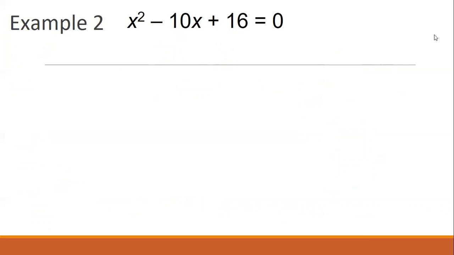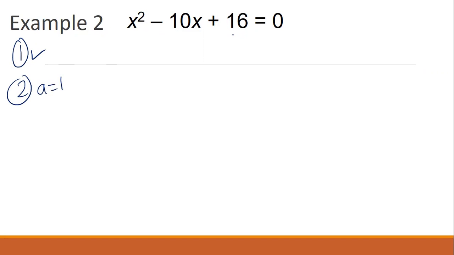Is this a standard form? Let's think about it. So step 1 was, are we in standard form? Yes, we are. Step 2 is to decide what type of factoring you have here. Simple. We have simple because a equals 1.